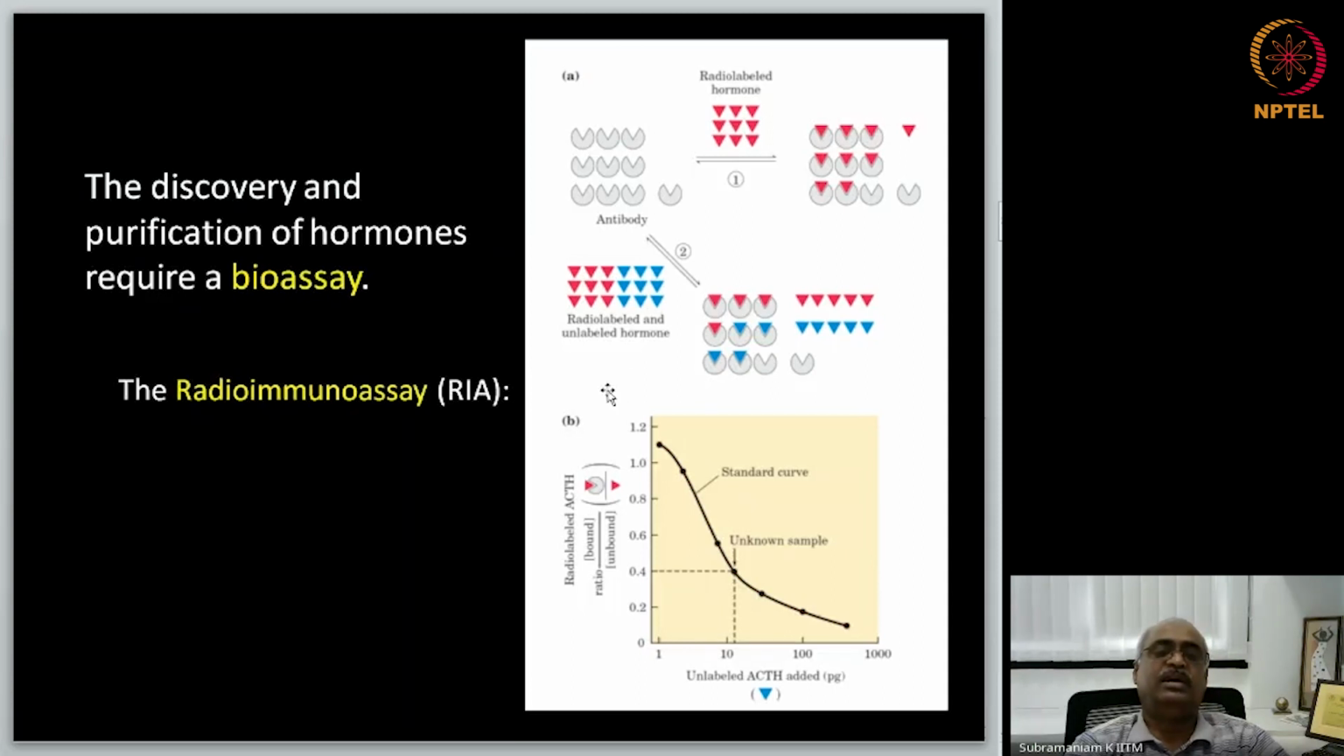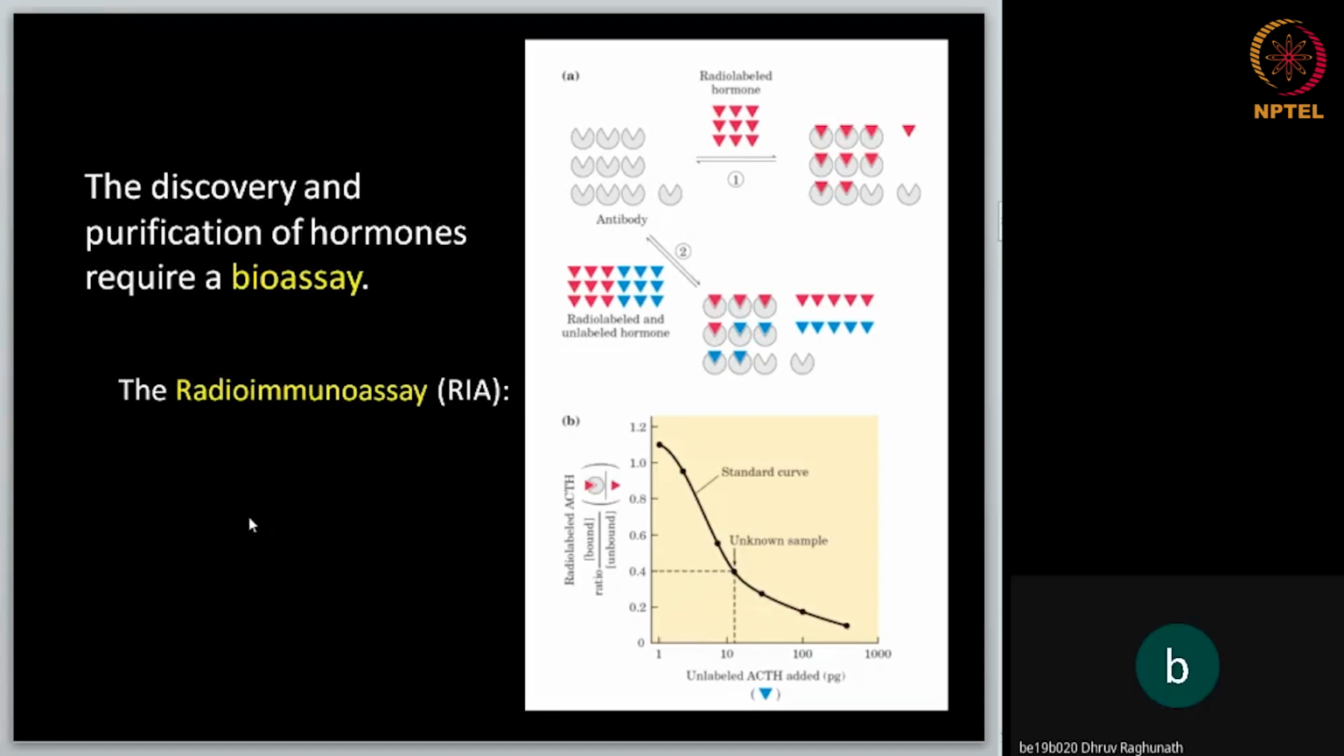From any unknown source. See, the dashed line here is an unknown sample. When the unknown sample is added to this equilibrium of a fixed amount of antibody and a fixed amount of radiolabeled insulin, how that affects this ratio is a function of the quantity of insulin present in that sample. That is how you will find it.